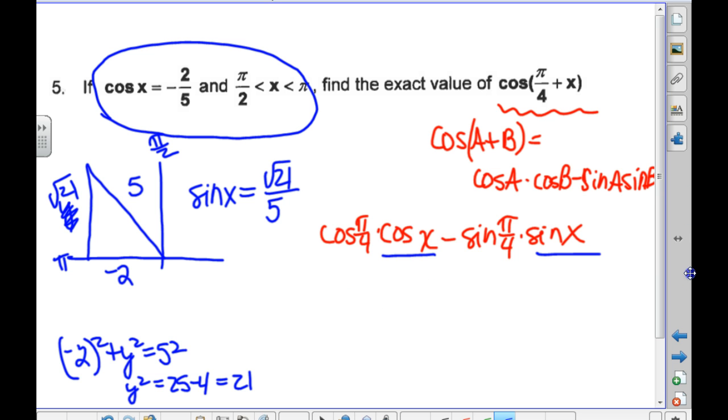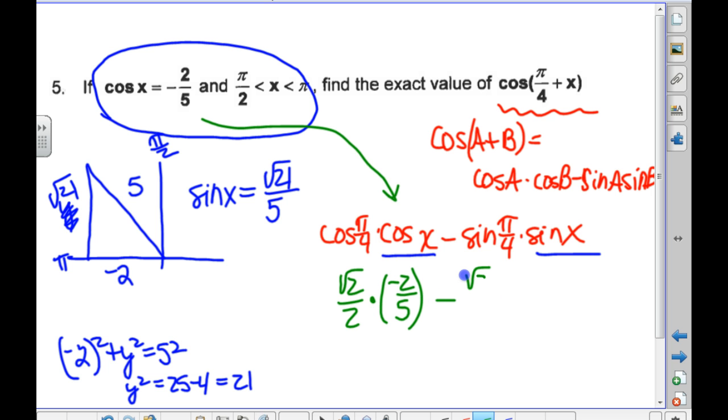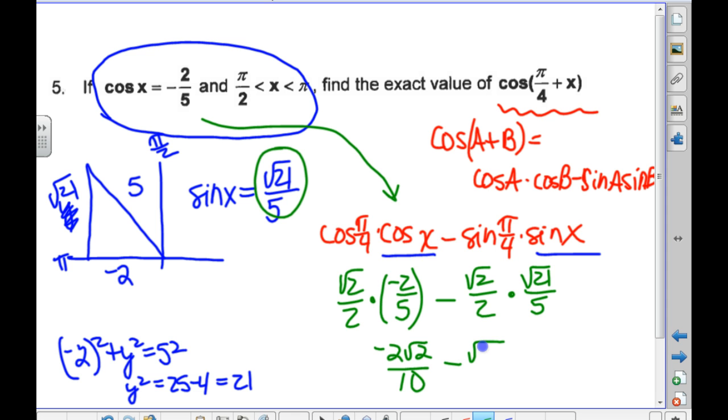So using my unit circle, the cosine at pi over 4 is square root of 2 over 2. The cosine of x, from right up here, is negative 2/5, minus the sine at pi over 4, which is square root of 2 over 2, and the sine at x, which we just evaluated to be square root of 21 over 5. So when I multiply these together, I get negative 2 square root of 2 over 10 minus square root of 2 times square root of 21 is square root of 42 over 10.